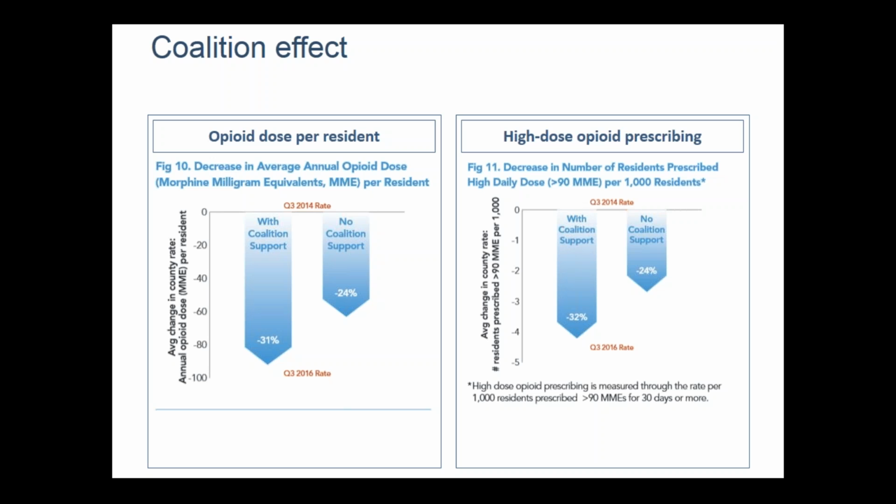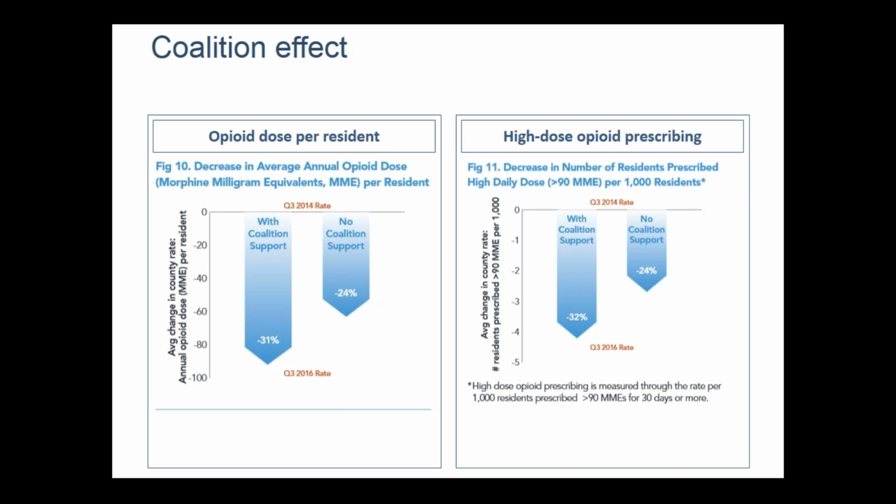We did find that when looking at opioid prescribing, both in terms of the total opioid dose per resident in that county, the rates by county, and the total on high dose opioids, defined by greater than 90 morphine milligram equivalents, those counties that we worked with that had active coalitions that got the CHCF intensive support along with our co-funders dropped these rates greater than other counties.